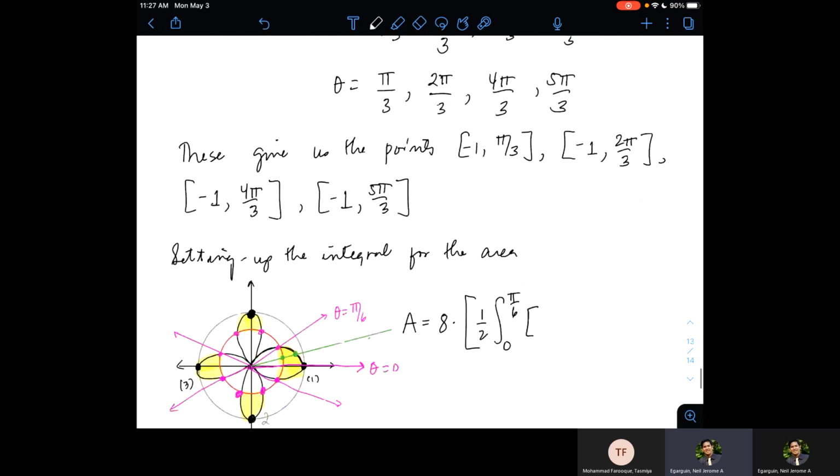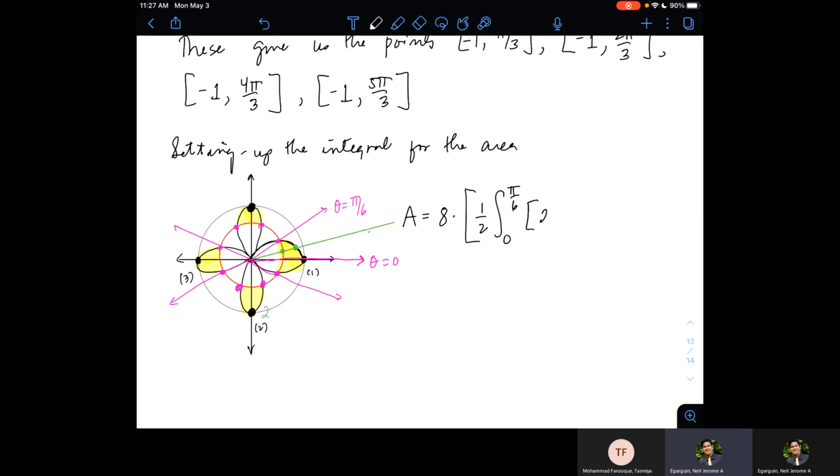The black curve has equation 2 cosine 2 theta. So I'll have (2 cosine 2 theta) quantity squared, or let me use parentheses here, minus the inner radius squared. The inner radius is the circle r equals 1, so I'll have just 1 squared times d theta. So that will be the area of the entire shaded region.